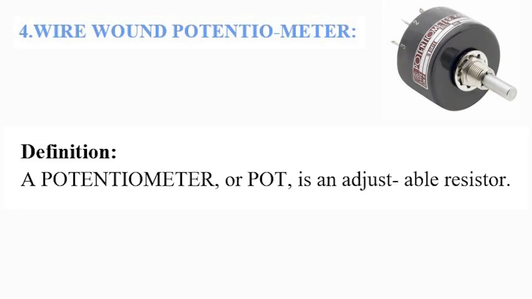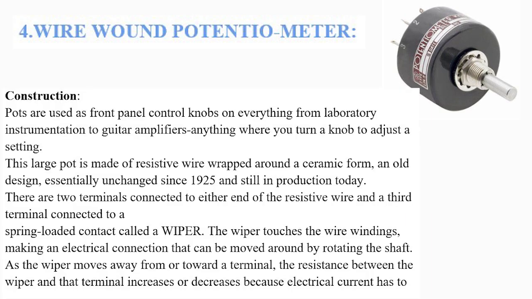Fourth, we have a wire wound potentiometer. A potentiometer, or pot, is an adjustable resistor. Pots are used as front panel control knobs on everything from laboratory equipment. The large pot is made up of resistive wire wrapped around a ceramic form, an old design essentially unchanged since 1925 and still in production today.